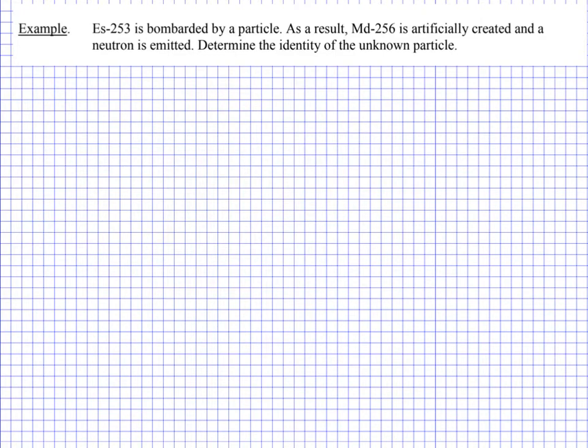Hello everyone, here's another Physics 30 example set. This one is from Unit 6 on nuclear theory, and this is Lesson 5, which is fission and fusion.